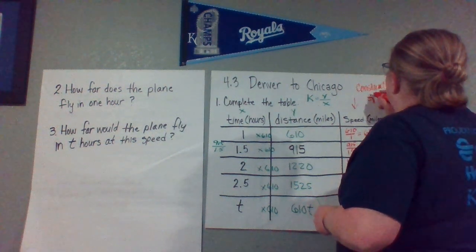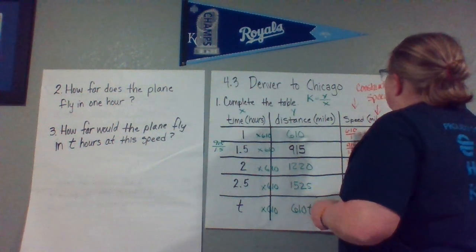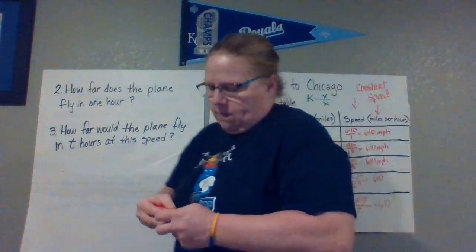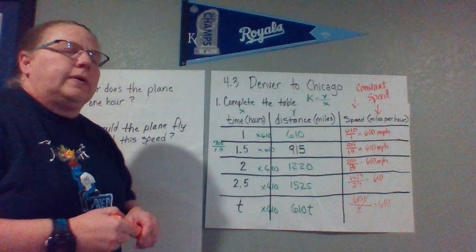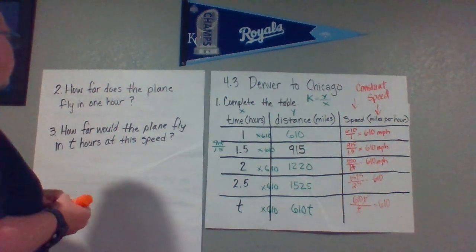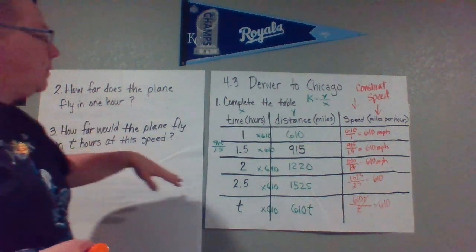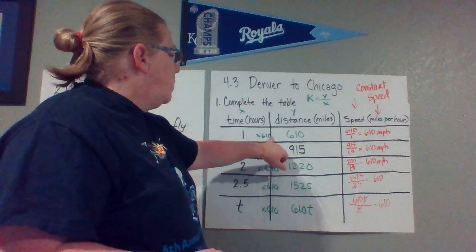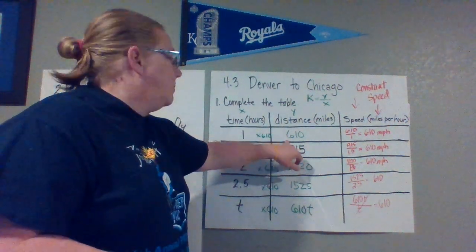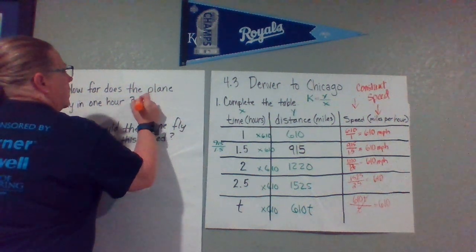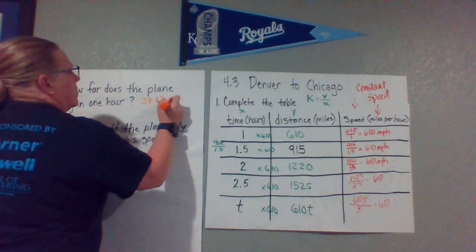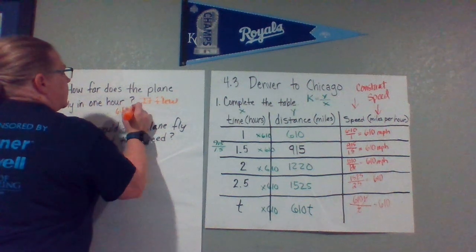Let's look at our first set of problems, and we're going to refer back to our data table as we go through these. The first question said, how far does the plane fly in 1 hour? If I look back at my table, I'm going to notice that 1 hour said 610 miles. And so it flew 610 miles.